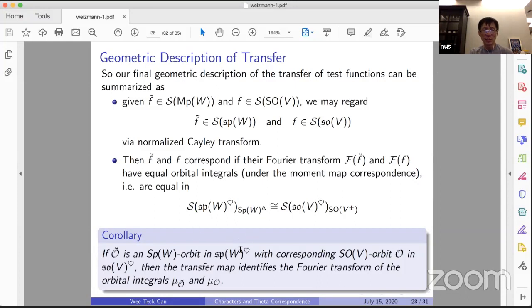Another way of saying this is that if you take one of these orbits, it is an invariant distribution. So you can take its Fourier transform. It's still an invariant distribution, and the Fourier transform of O will be transferred to the Fourier transform of O tilde. So that's another way of saying this.